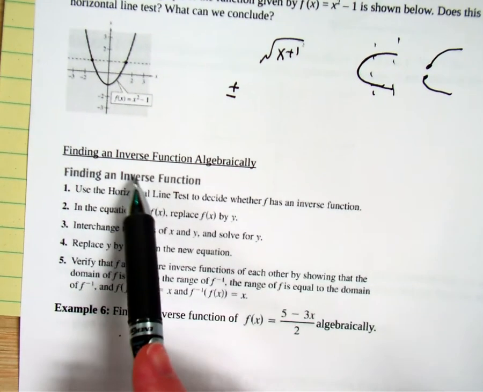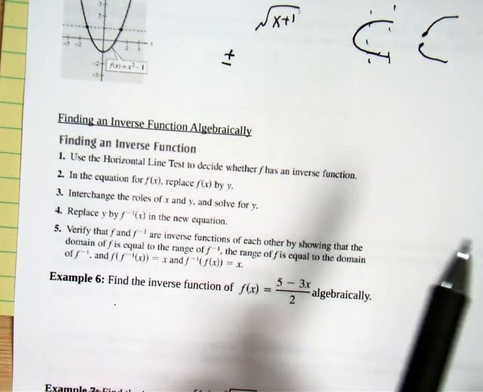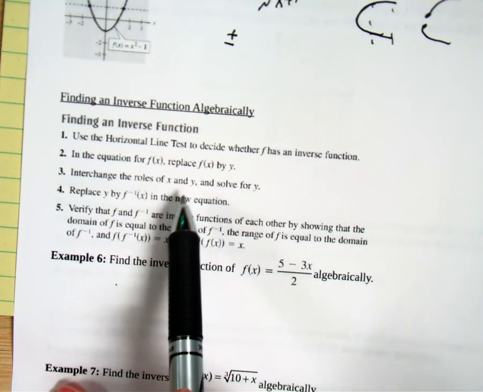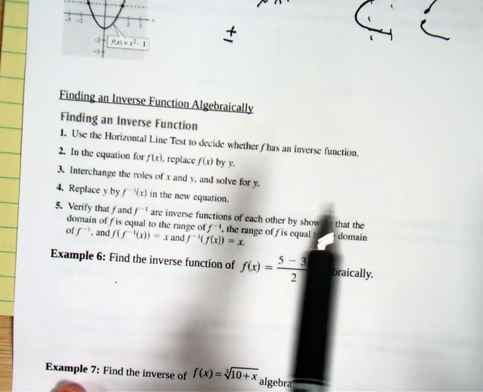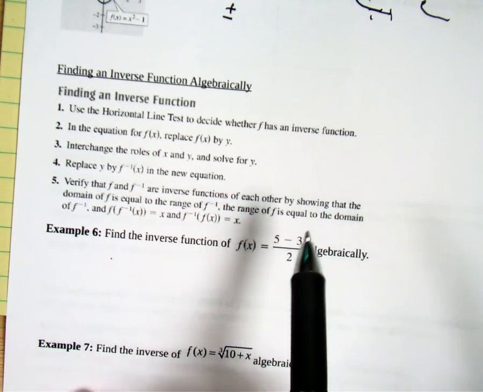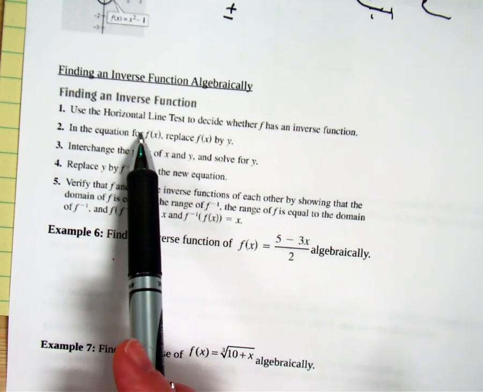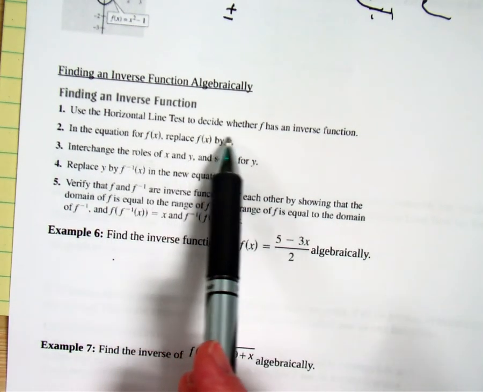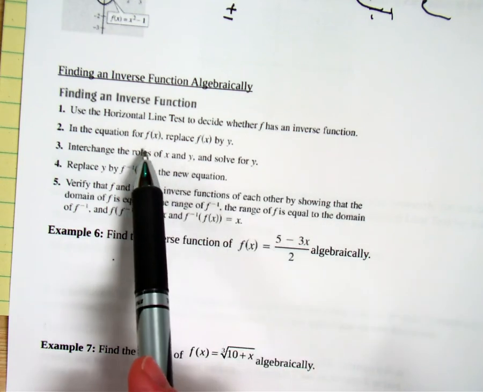Finding an inverse function algebraically. Here's the fun stuff. This is probably the mathiest stuff. The rest of the stuff we were just kind of thinking about things. Now we're actually getting down to doing math with it. Use the horizontal line test to decide if the function has an inverse. That could be step 1.